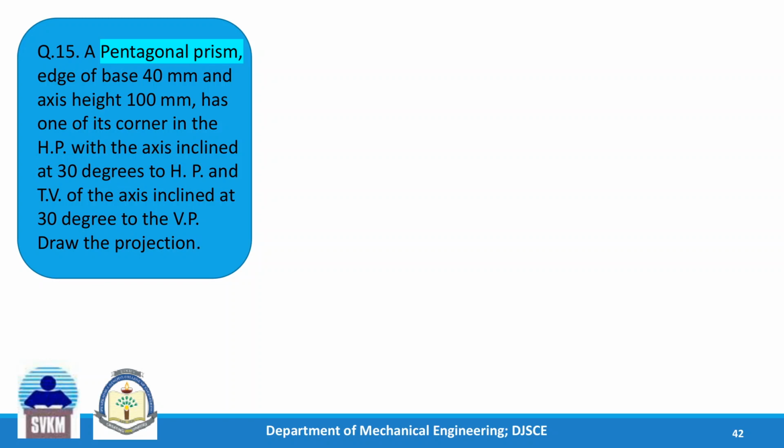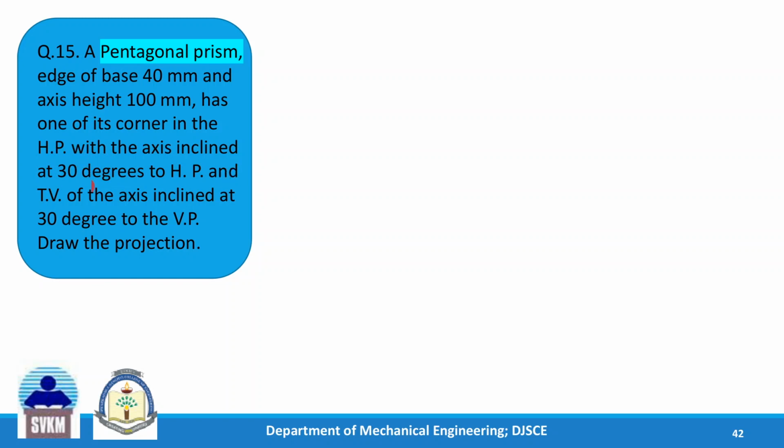Now what is the case? The solid is the pentagonal prism. The corner is in the HP, so this is important. So in the first step, we will take the solid resting on HP with the axis perpendicular to HP.